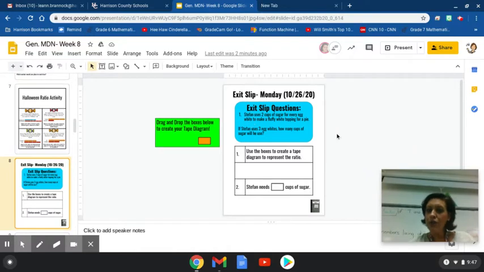Stefan uses 2 cups of sugar for every egg. So how many eggs is that? I said that funny. Think, that's that implied 1. So you're going to draw a tape diagram, drag and drop, make a tape diagram. And if Stefan uses, or I said Stephanie, whatever, if Stefan uses 3 egg whites, how many cups of sugar will he use? And you're going to type your answer right there.